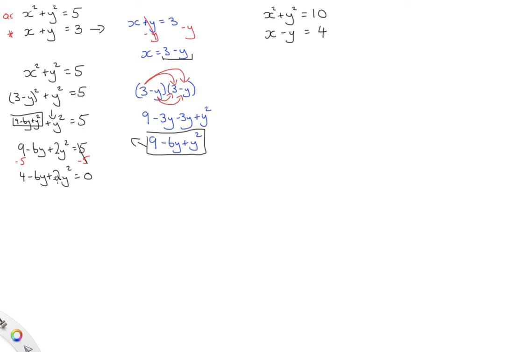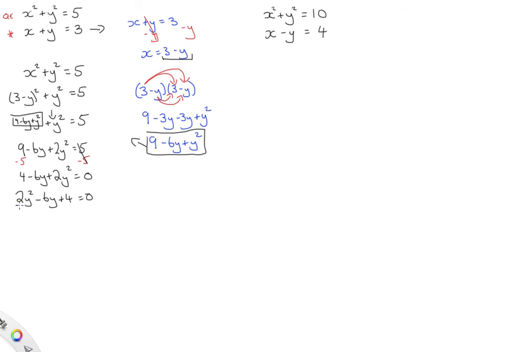Now I'm going to rearrange this. I told you this was long. I'm going to rearrange this so it looks like a normal quadratic equation. 2y squared minus 6y and then plus 4 equals 0. Now we have to factorize this. Here you could use the minus b formula if you wanted to, or you can use the guide method, which is what we were using before Christmas. I'm going to use the guide method.